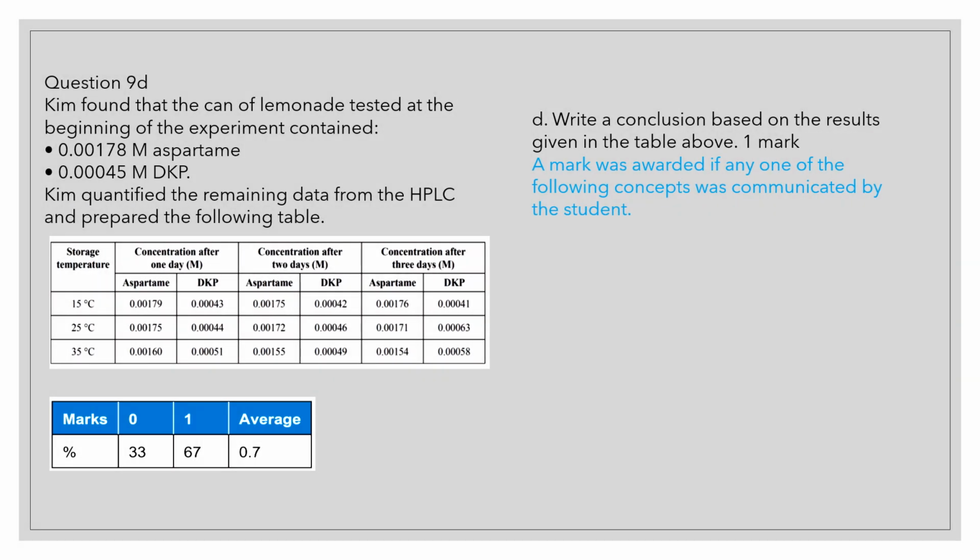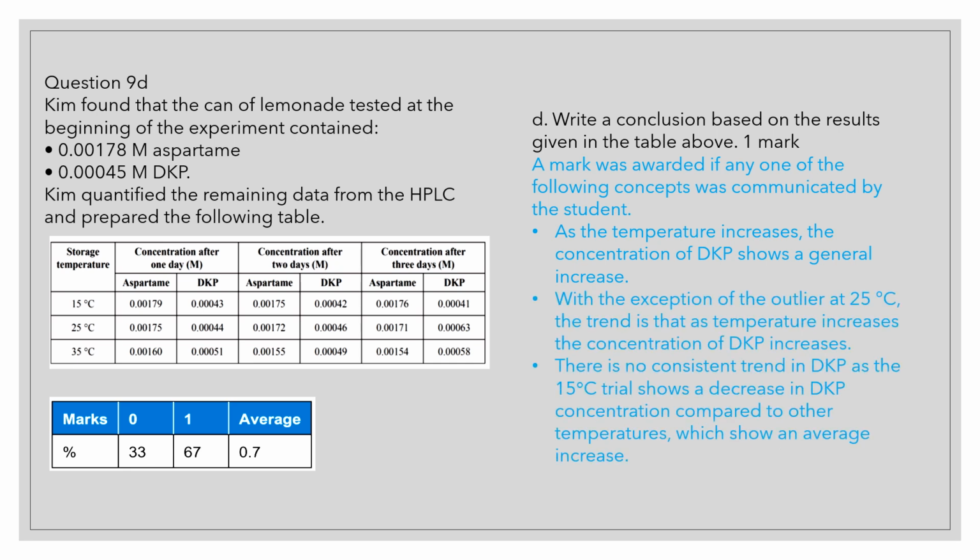As the temperature increases, the concentration of DKP increases generally, and the concentration of aspartame decreases. However, these trends are not followed at 15 degrees.